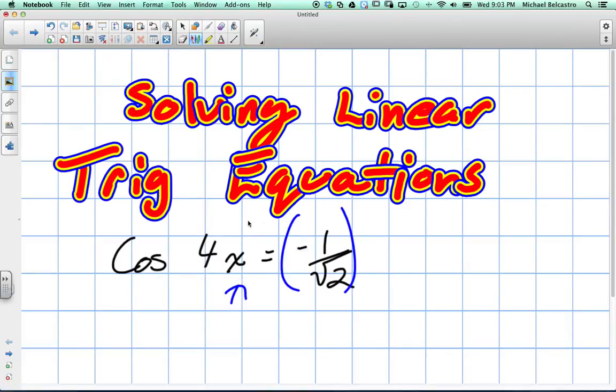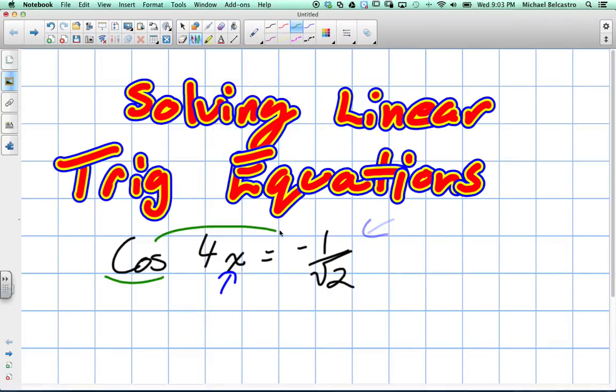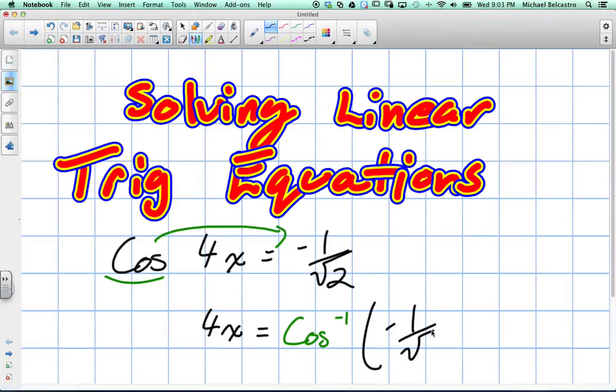So first thing we're going to do is try to figure out what angle we're working with here. Think of it like we're isolating for x. So we're going to take cos and move it to the other side, in other words, solving for an angle, right? So 4x is equal to cos inverse of -1 over root 2.